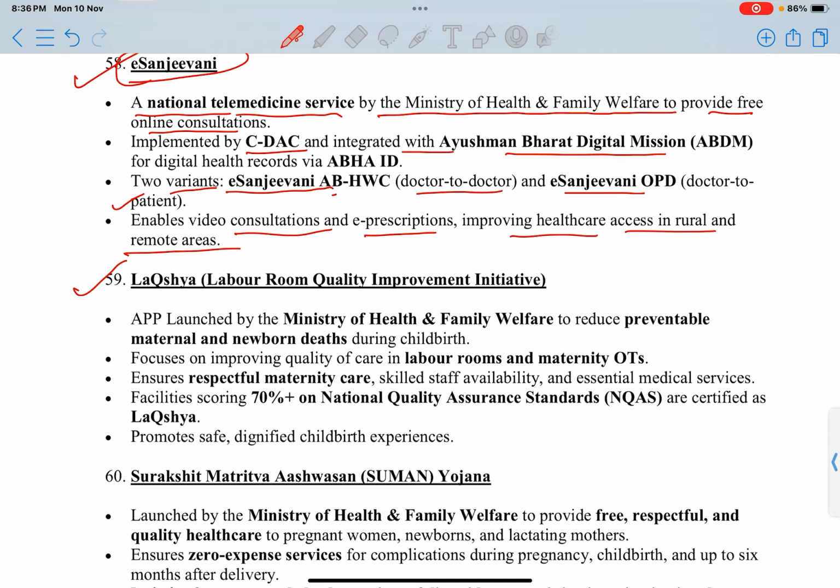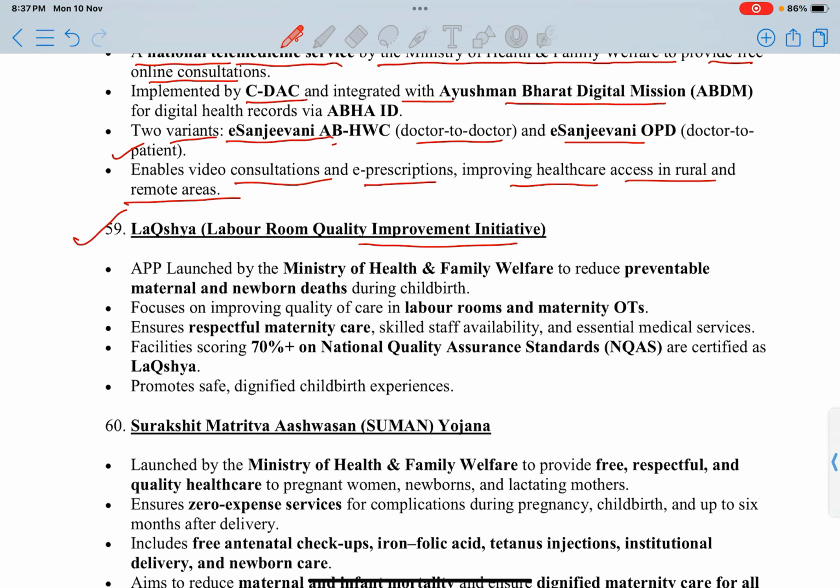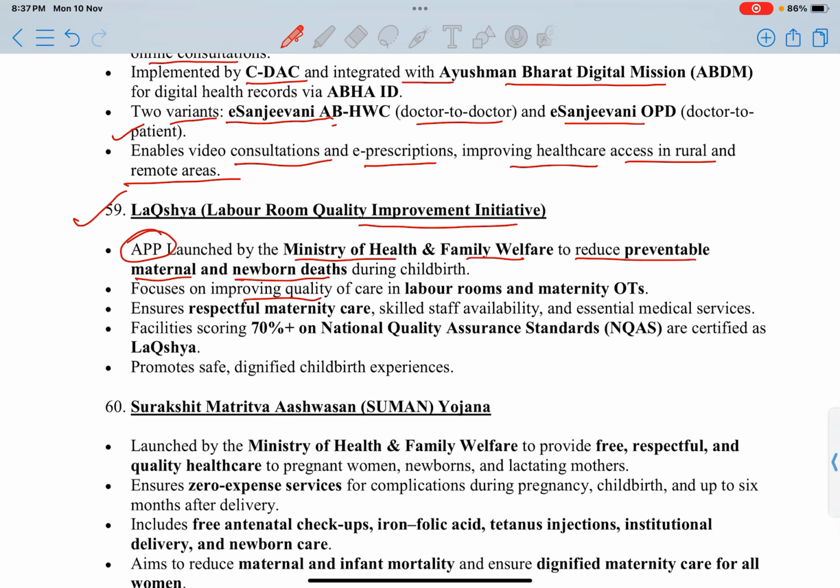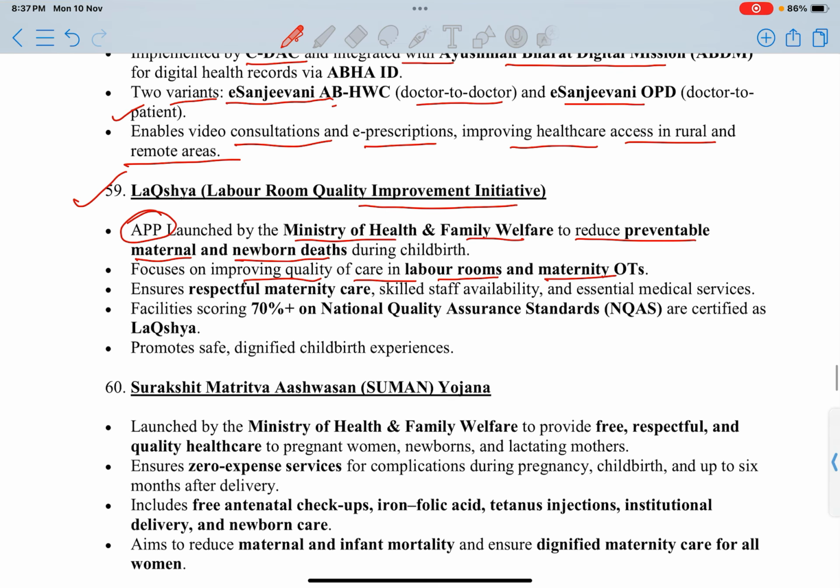Then LaQshya, Labour Room Quality Improvement Initiative. What is this? It is an app launched by the Ministry of Health and Family Welfare to reduce preventable maternal and newborn deaths. It focuses on improving quality of care in labor rooms and maternity OTs, ensuring respectful maternity care, skilled staff availability, and essential medical services.